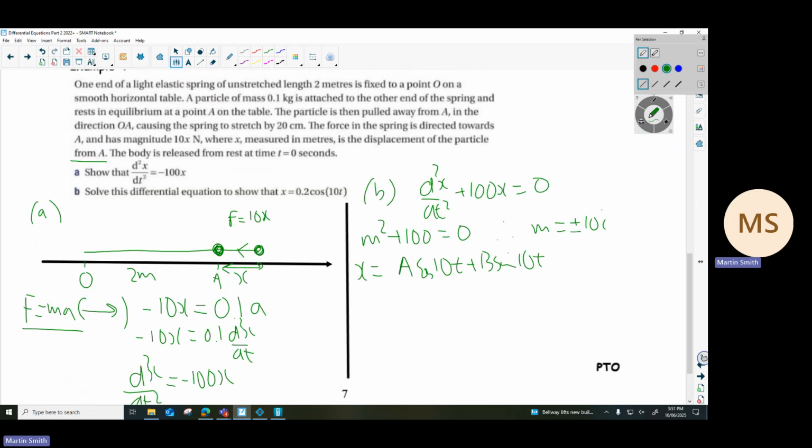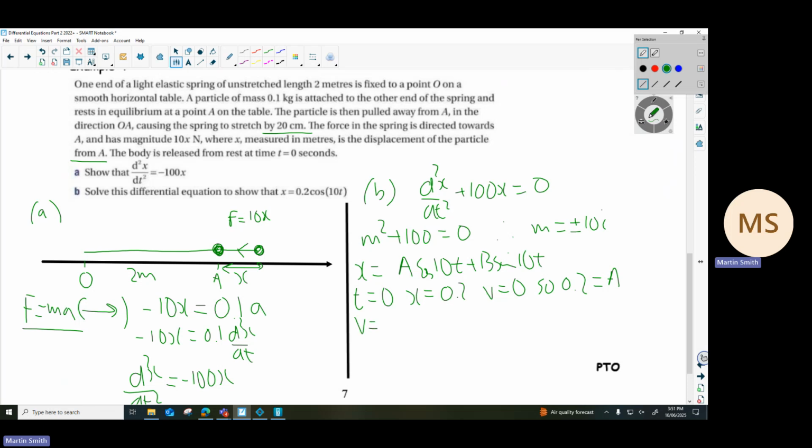Now, how to work out a and b? Well, we're told it's released from rest at time t is 0, and when it's released, the extension is 20 centimeters. So this means when t is 0, x is 20 centimeters, which is 0.2 meters, and the velocity is 0. If you sub in t is 0 and x is 0.2, you will get 0.2 is equal to a times cos of 0, which is a times 1, which is a, plus b times sine of 0, which is 0. So a is 0.2.